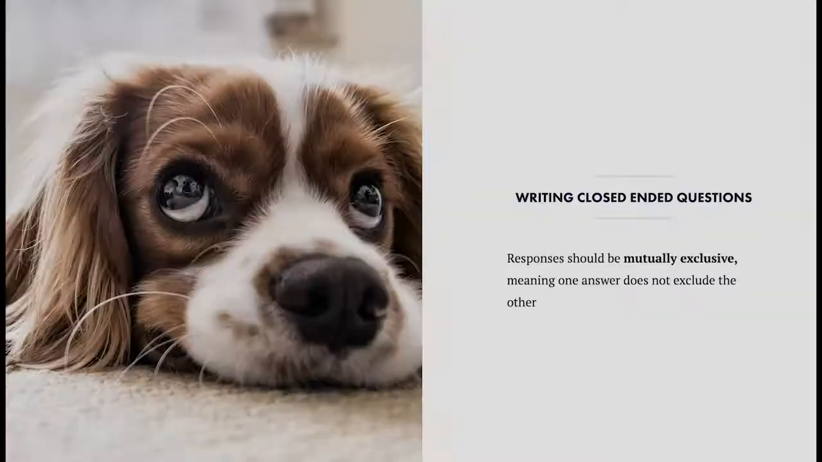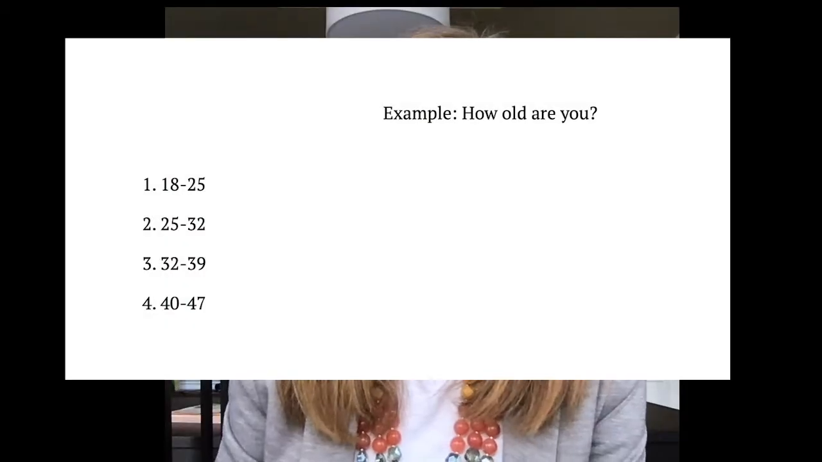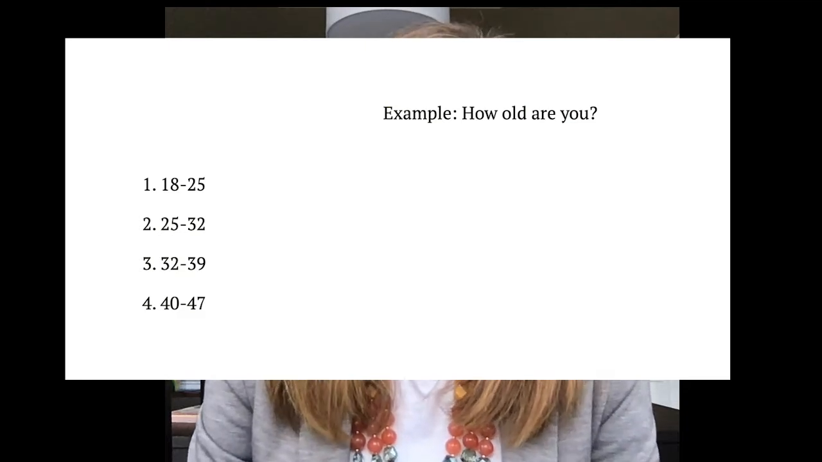You also should make sure that your question responses are mutually exclusive, meaning one answer does not automatically exclude the other one. So I'll give you another example. A good example of a survey question that is not mutually exclusive would be if you are asking people, how old are you? And you've got answers 1, 2, 3, or 4. Number 1 is 18 to 25. Number 2 is 25 to 32. Number 3 is 32 to 39. Number 4 is 40 to 47.